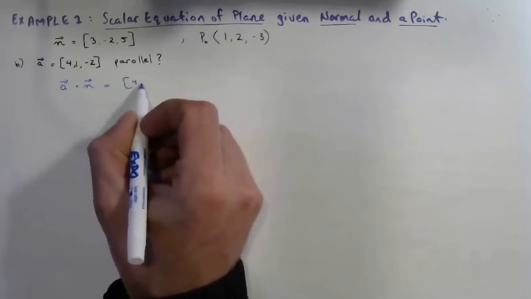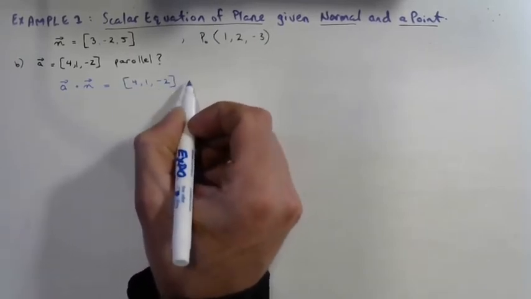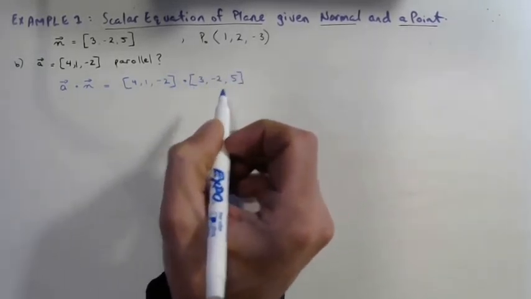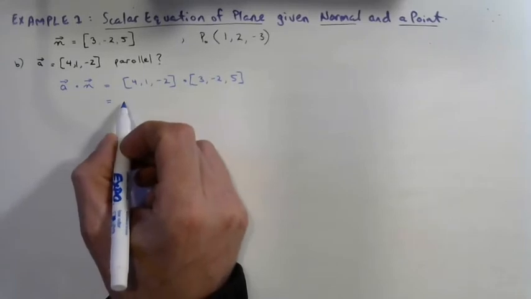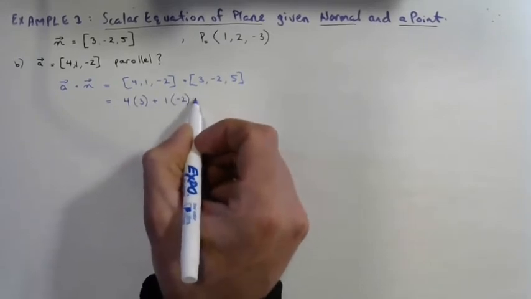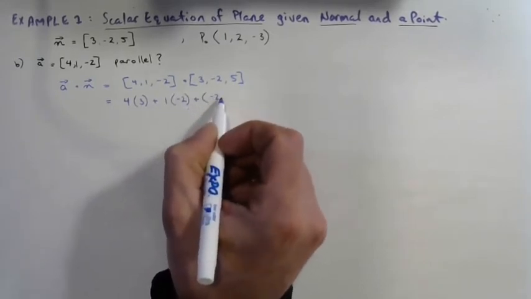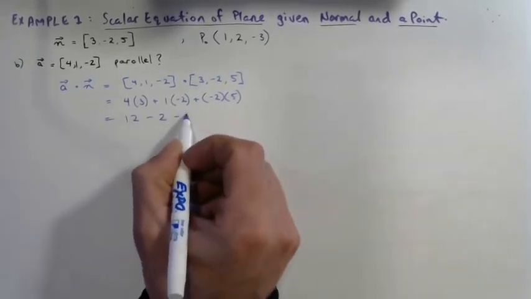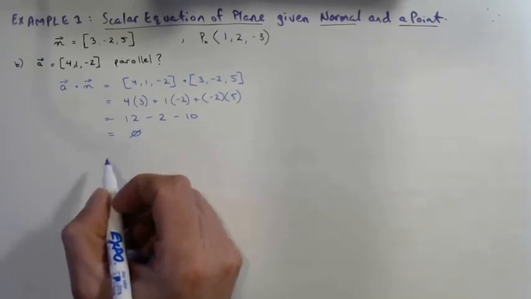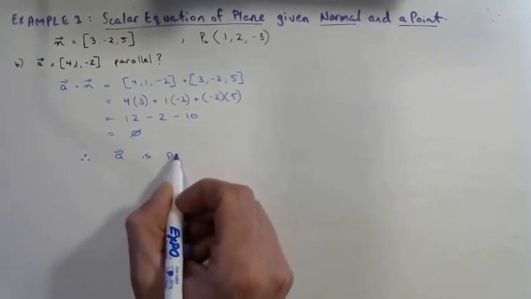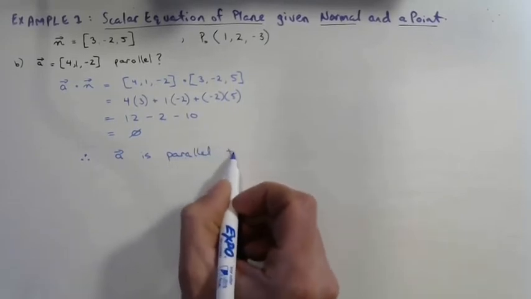Here's the vector A, 4, 1, negative 2, dot the vector n, 3, negative 2, 5. Taking the dot product, we end up with 4 times 3 plus 1 times negative 2 plus negative 2 times 5. 12 minus 2 minus 10, and that is 0. Therefore, A is parallel to the plane.